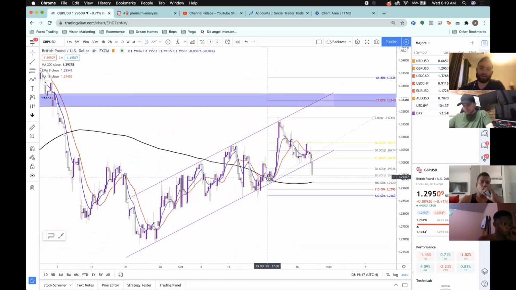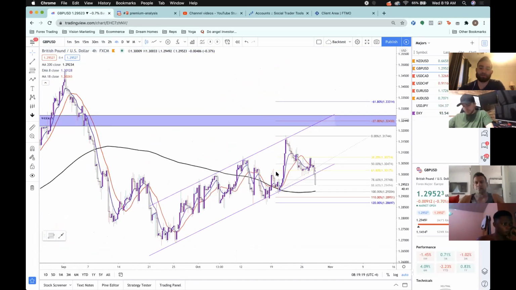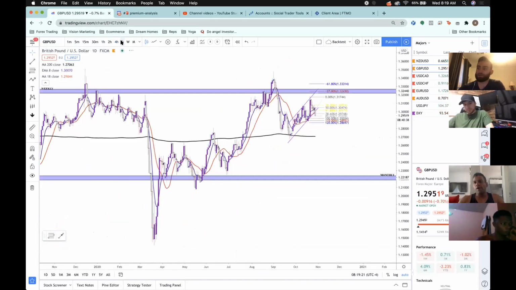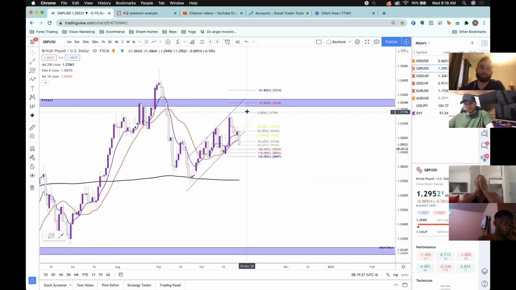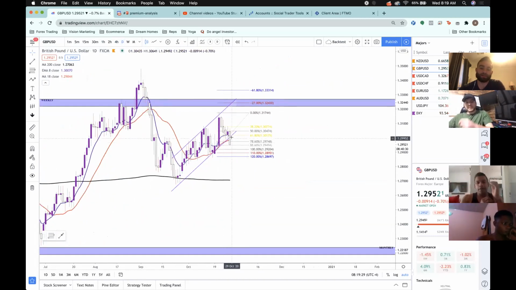What I will say though, now that it's breaking this 4-hour channel, ultimately, now that it's actually breaking out of this, what I'm looking for is we need to see this daily structure or daily moving averages start to cross. So as we see these start to cross, see previously how it just dipped down, respected, even here, came all the way down to this area, pulled back up.